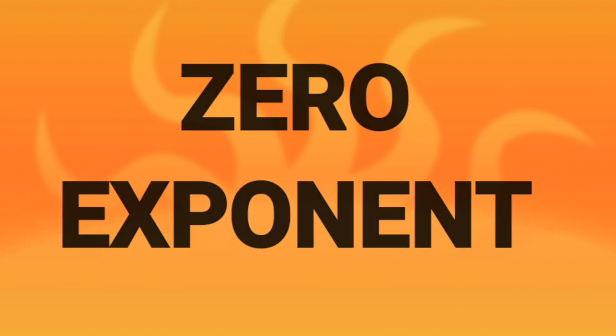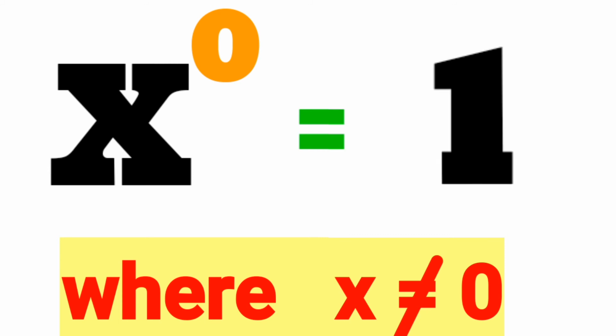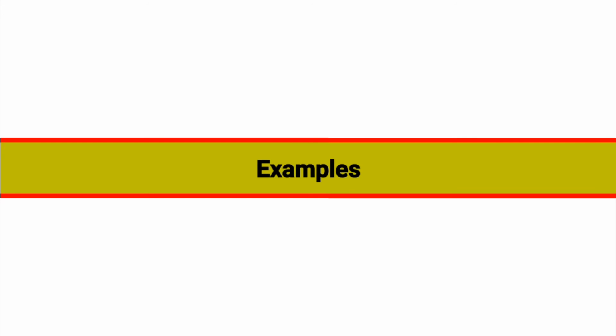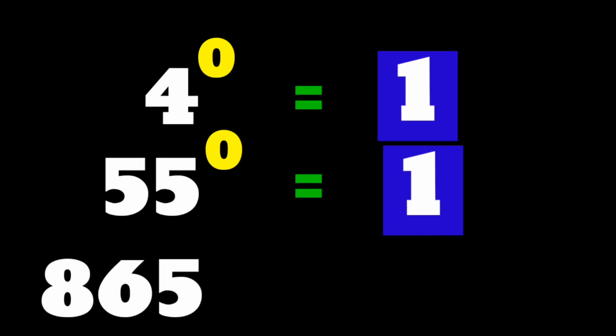Zero exponent. Any base except 0 raised to the 0 power is equal to 1. Examples. 4 to the 0 power is 1. 55 to the 0 power is 1. 865 to the 0 power is 1.